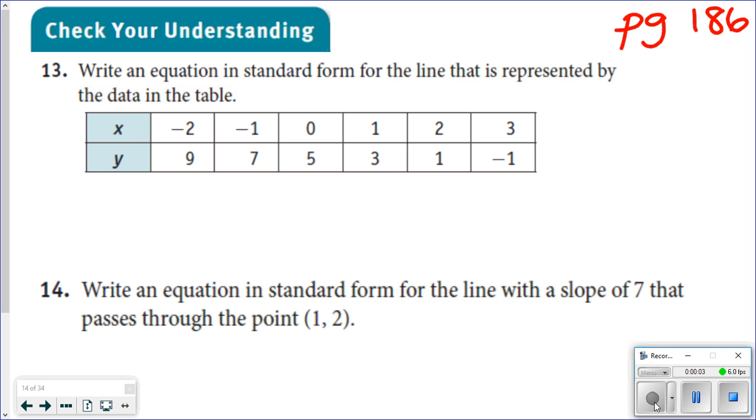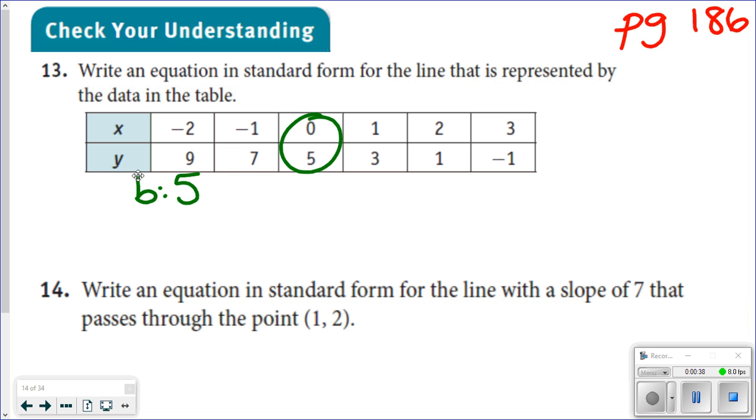On page 186 in your book, we're going to look at questions 13 and 14 because we didn't have time to finish those. It says, write an equation in standard form for the line that is represented by the data in the table. So right away, I can pick out my y-intercept, my b value, which is right here, because that occurs when x equals 0. Okay, so I know that my b value here is going to be 5.